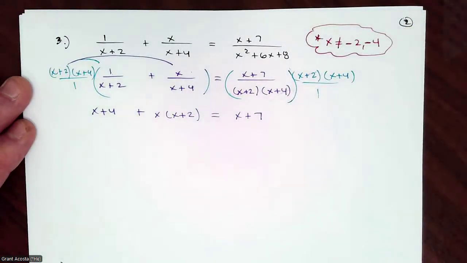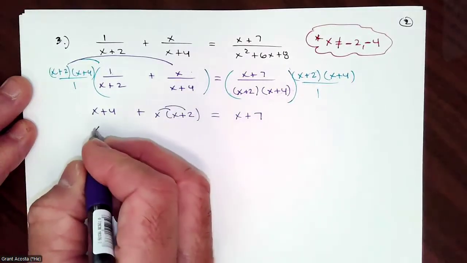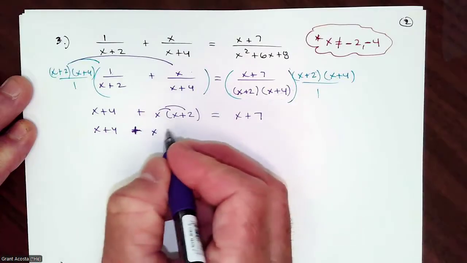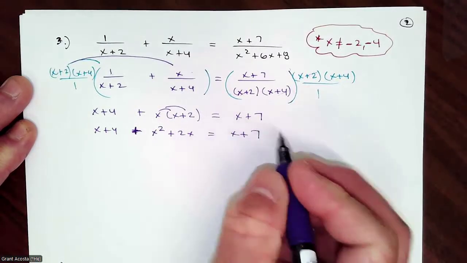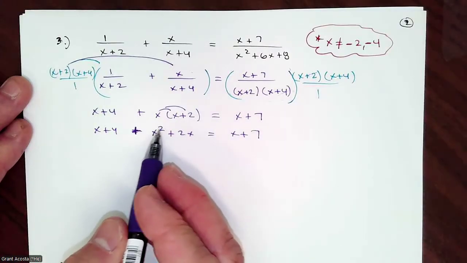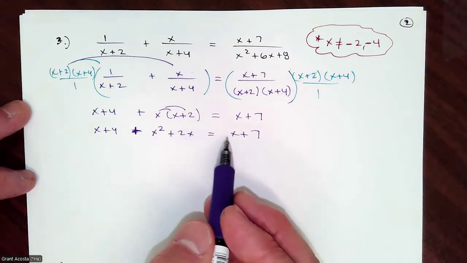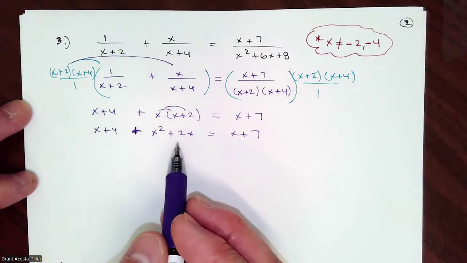Okay, let's proceed here then. If I distribute this, whoops, plus. This is x squared plus 2x. And the minute I see that x squared, kind of like the last problem, I'm thinking this might be a quadratic that I can factor. So I want to move everybody over to one side and set this equal to 0.